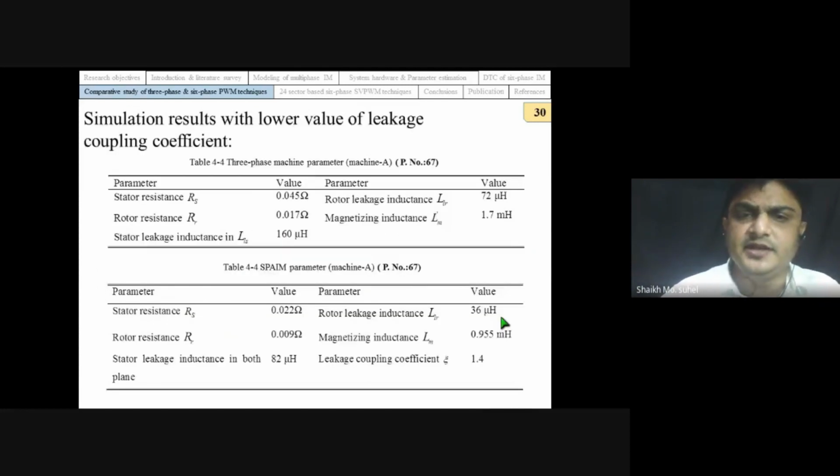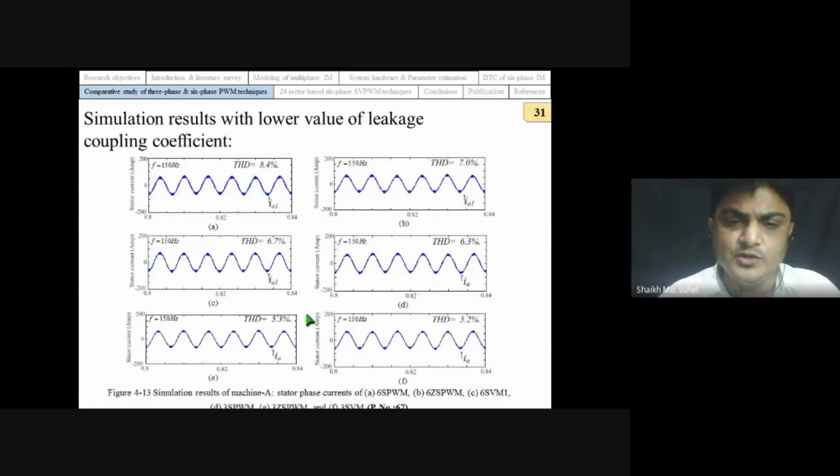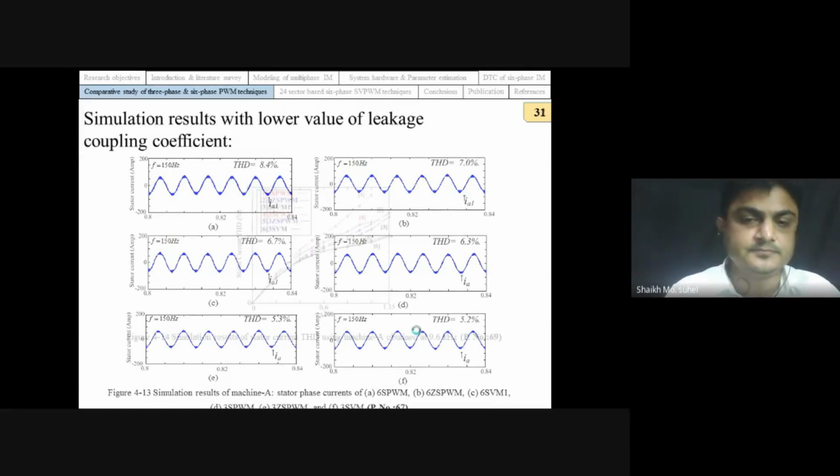In simulation, it is possible to use lower values of leakage coupling coefficient. So these are the other parameters that we use to calculate and measure the simulation result again with a lower value of leakage coupling coefficient. These are the simulation results. We can observe here that now the 3-phase result and 6-phase result are slightly comparable, though the 3-phase results still have a good advantage as far as waveform quality is concerned.